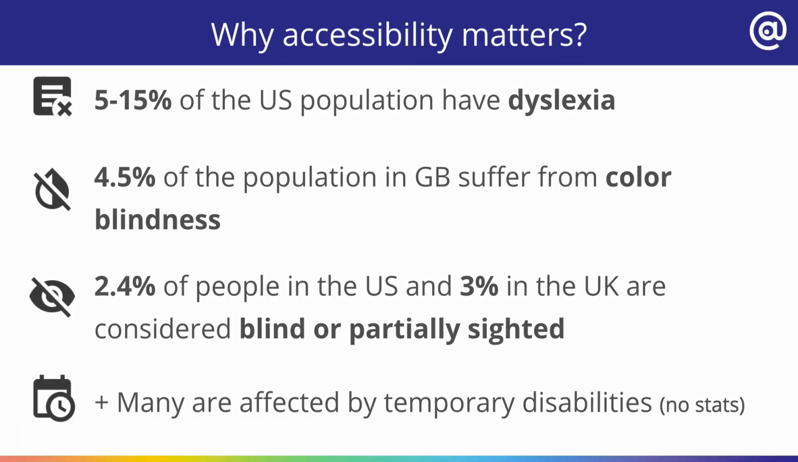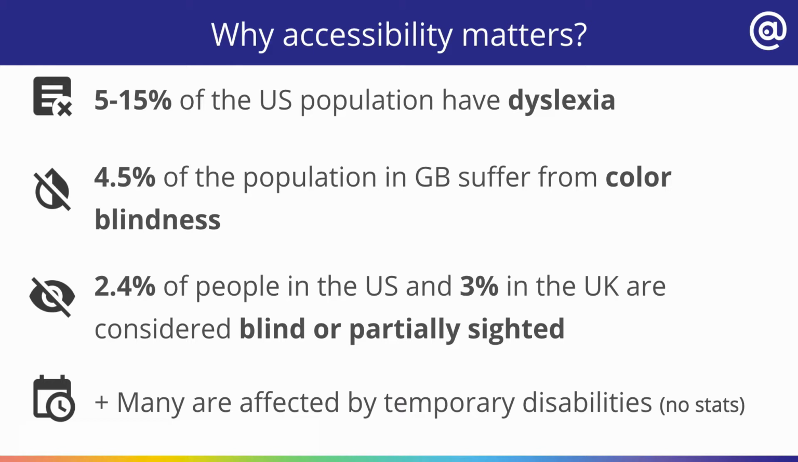Accessibility matters for many reasons, but I mainly focused on dyslexia, color blindness, and actual blindness, which affect many people on the globe. For example, 5 to 15% of the US population have dyslexia, while some other sources state that this proportion is somewhere between 10 to 20%. On top of that, 4.5% of the population in Great Britain suffer from color blindness, and I guess pretty much the same is true for the rest of the world. 2.4 to 3% of the population is blind even in developed countries like the US and UK.